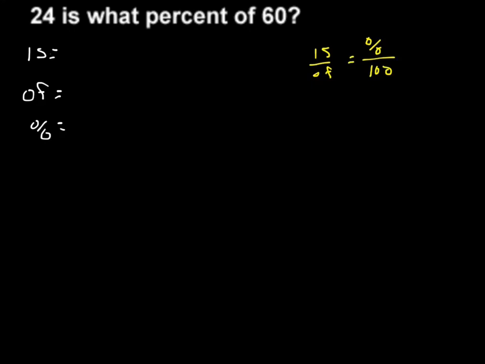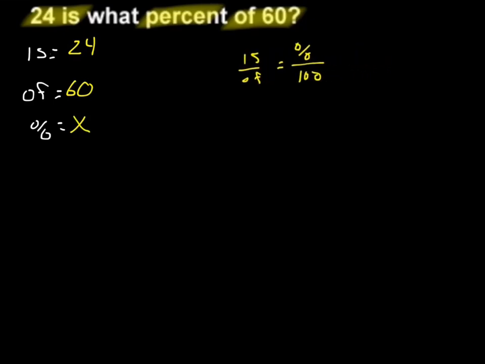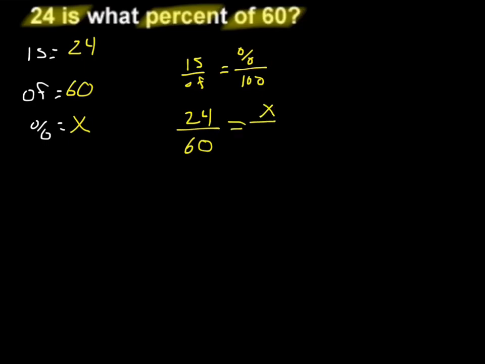So let's use highlight. 24 is 24% of 60. So my 60 is my of. And what are we looking for? Percent. What percent? So that's your x. So you would just plug that in. So let's move this over and just plug it in. So we have 24 over 60 equals x over 100.